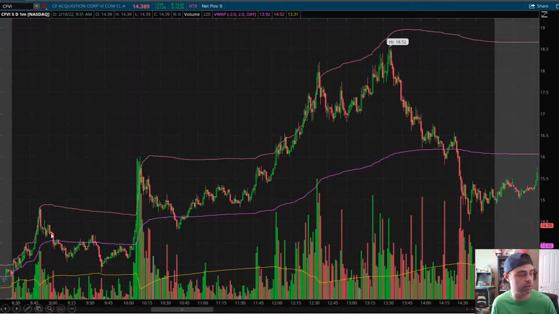CFVI, where the trend line crack was up top. Trend line crack, came down from that, and the VWAP crack down to here, right? So a good, maybe, I can't tell, only about 25 cents or so, 25 to maybe 50 cents from the trend line crack. Another trend line crack right here, right? So trend line crack right through here, maybe 50 cents or so.